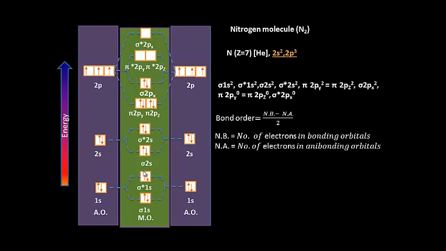And in antibonding orbitals, that is sigma star 1s, sigma star 2s, and pi star 2py, pi star 2pz, and sigma star 2px, we have 2 plus 2 plus 0 plus 0 plus 0, that comes to 4 electrons in antibonding molecular orbitals. The bond order in nitrogen molecule is 10 minus 4 divided by 2, which comes to 3. Means there are 3 bonds between 2 nitrogen atoms.